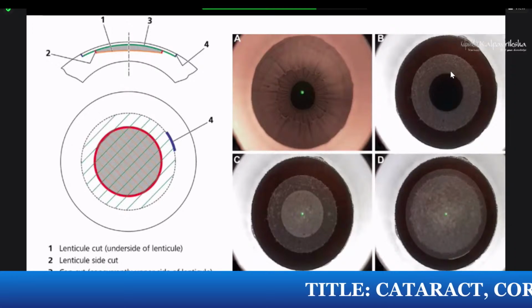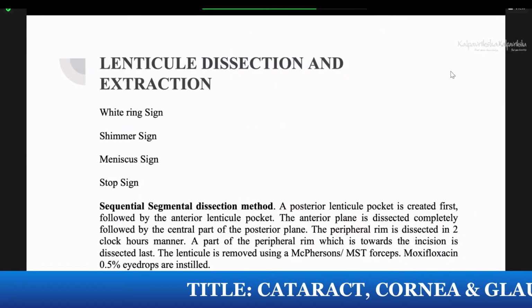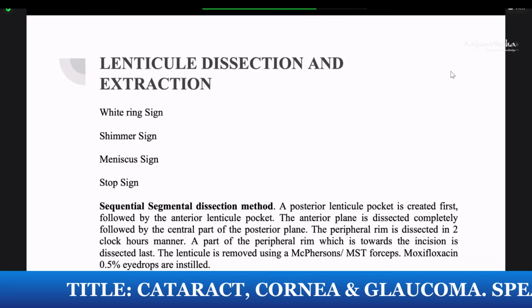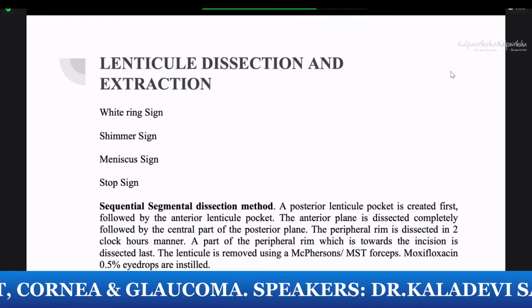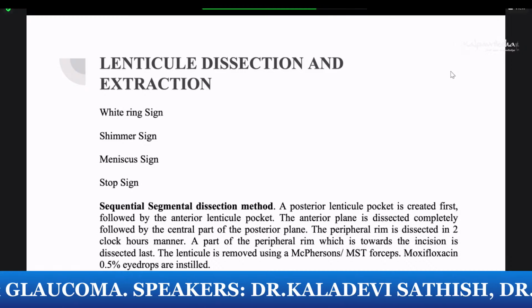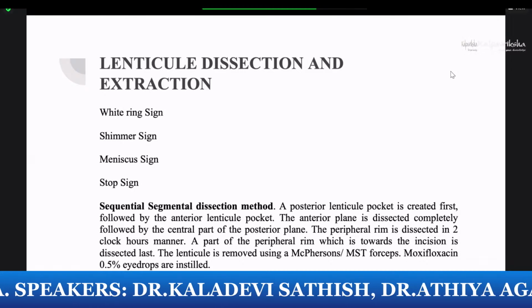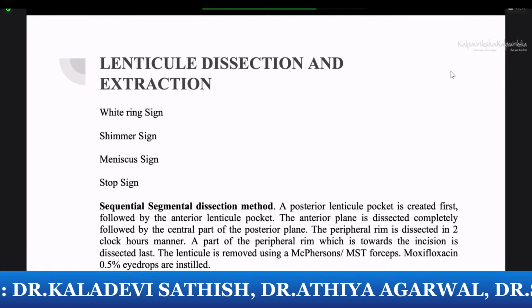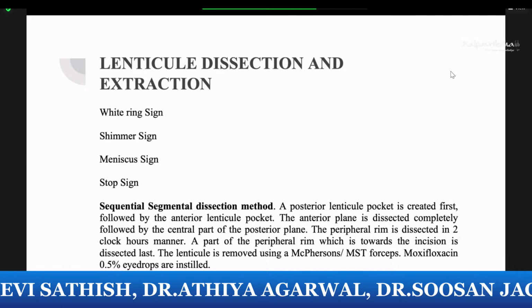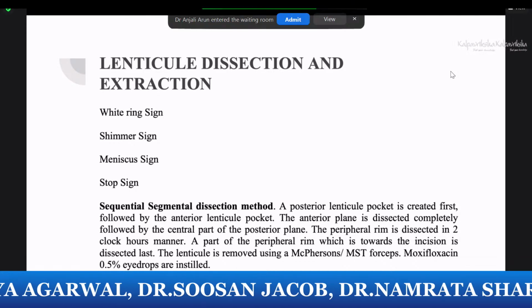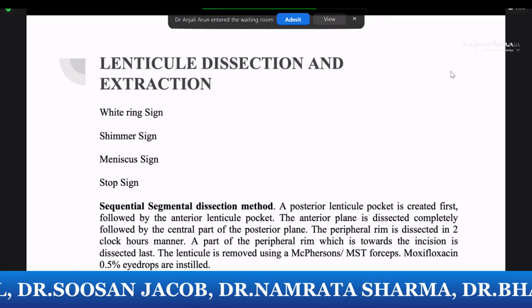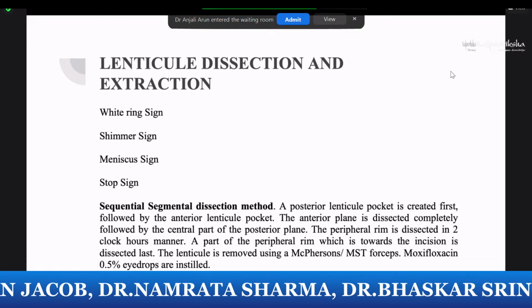So the lenticule dissection and extraction. To help in a better lenticule dissection and extraction, we have different signs such as white ring, shimmer, meniscus, and stop sign. The white ring sign was described by Jacob et al. in 2016, which is seen as a white ring posterior to the dissecting instrument during the anterior plane and anterior to the instrument during the posterior plane dissection.